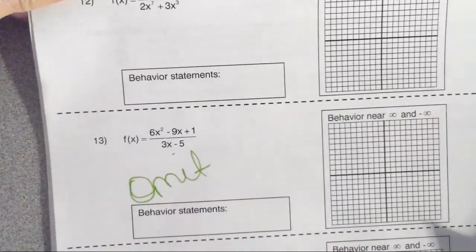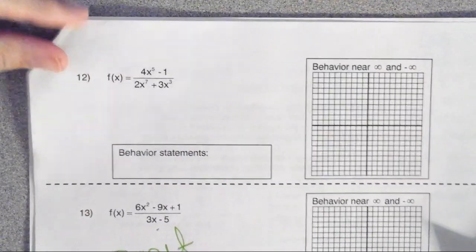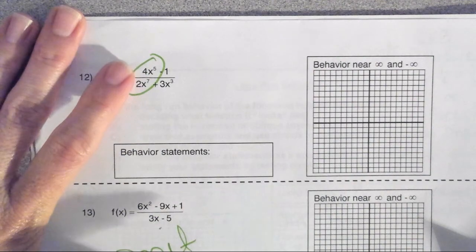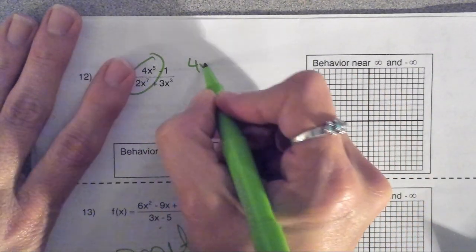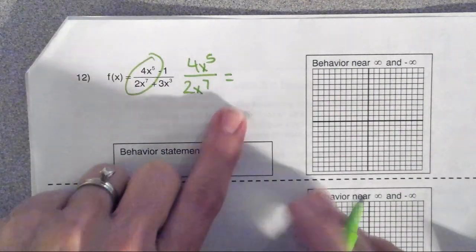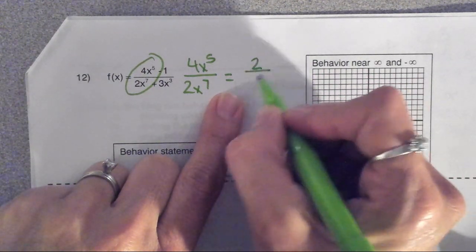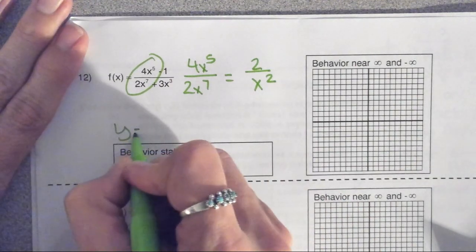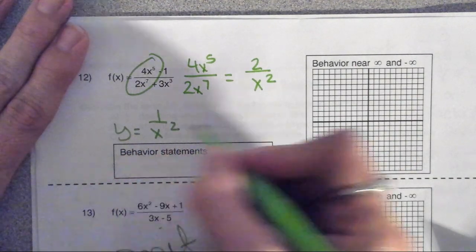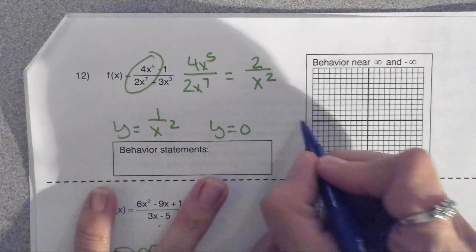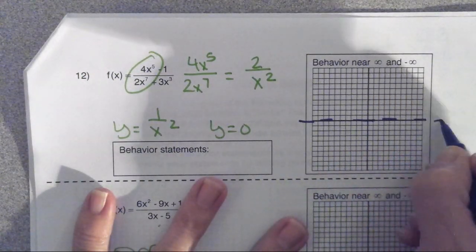All right, let's go look at 12. On number 12, again, we always start off by looking and seeing, can I reduce to get what I want? So let's go look. I'm going to write this down: 4x to the 5th over 2x to the 7th, and that's going to reduce to 2 over x squared. Again, the 2 doesn't really matter. So it's going to look like a 1 over x squared with a horizontal asymptote at y equals 0. So I'm going to draw in my line, y equals 0.